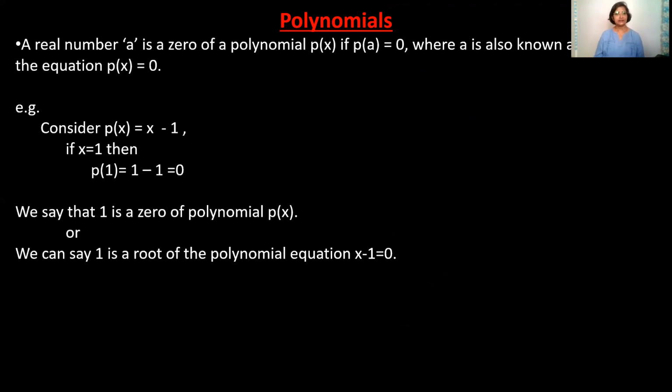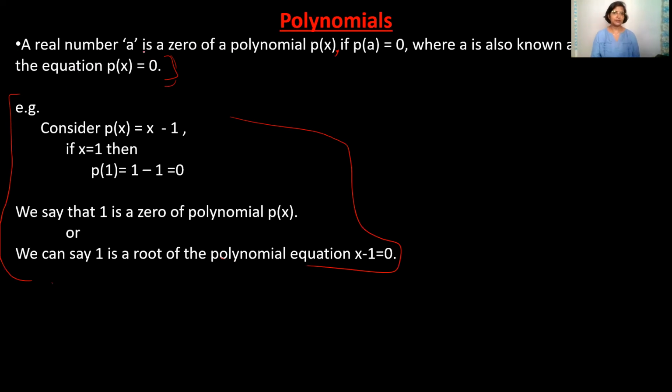Some more points are here. A real number a is a zero of polynomial p(x) if p(a) equals 0, where a is also known as a root of the polynomial equation. I will make it clear for you with an example. This you don't have to learn. It will be learned after you understand this, only the terms you have to learn. But it will be easier for you to learn it.